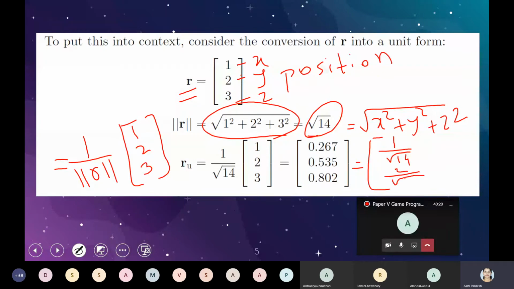2 divided by under root of 14, and I am writing here 3 divided by under root of 14.